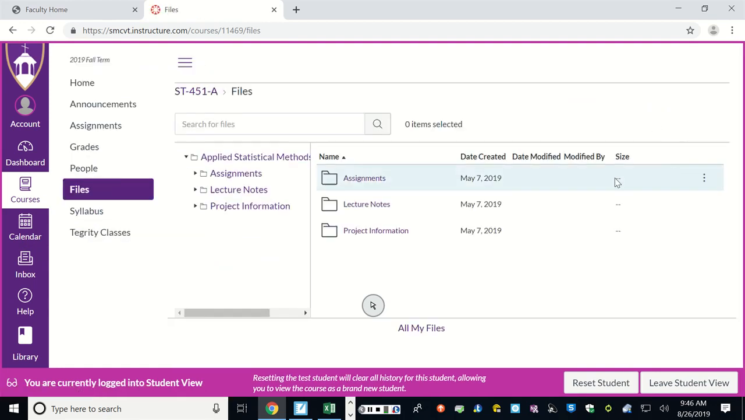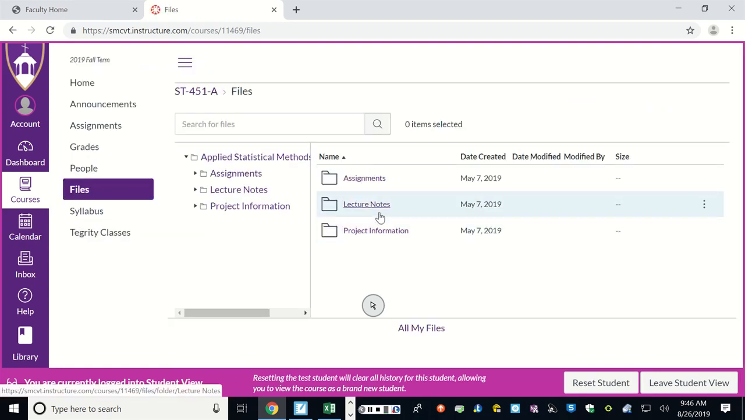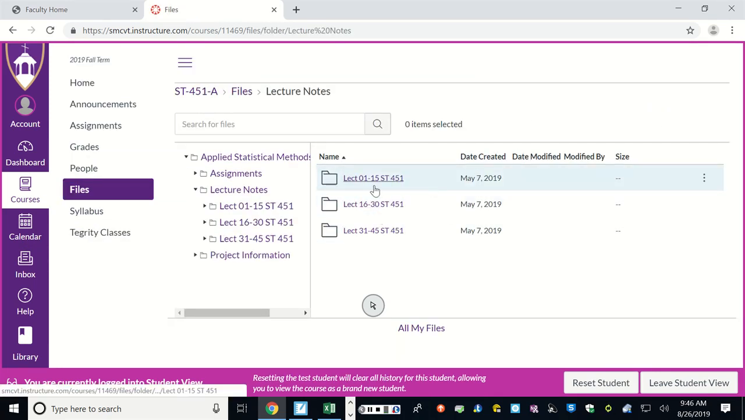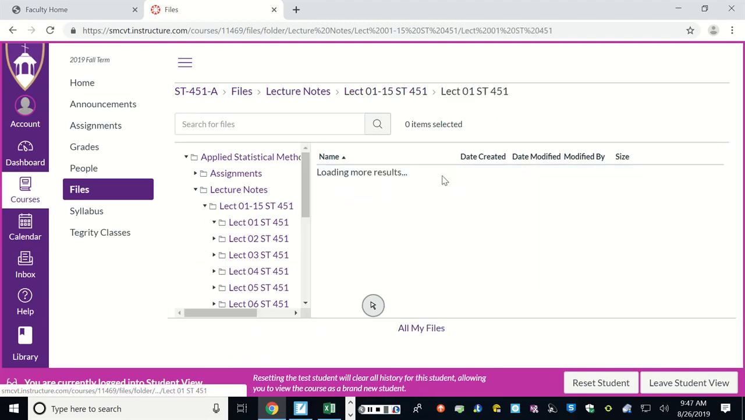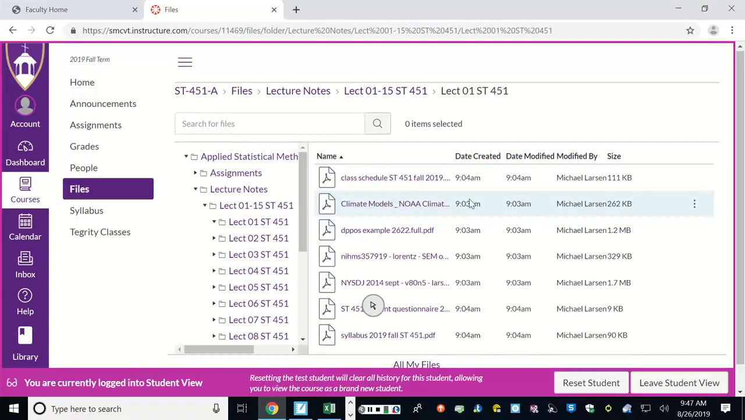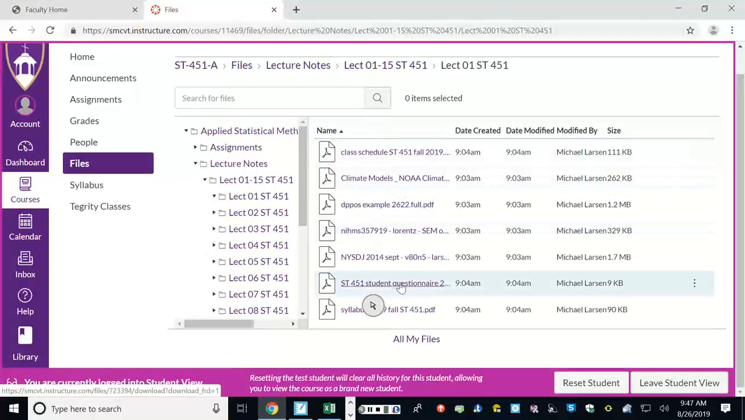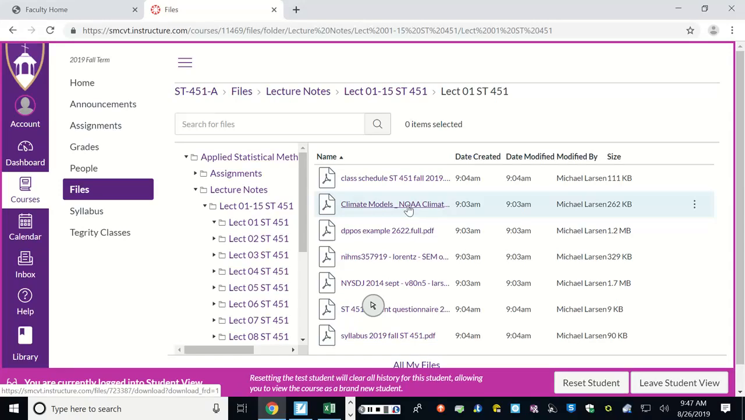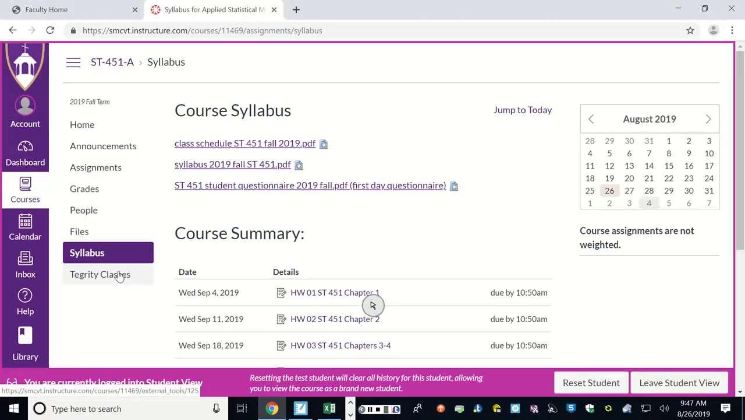Files get uploaded on Canvas, under lecture notes, for instance, where there's a little directory structure. The first one has the class schedule, the student questionnaire and syllabus, and a few things that we might look at, examples of models today, by way of introduction. And the syllabus information is in there.